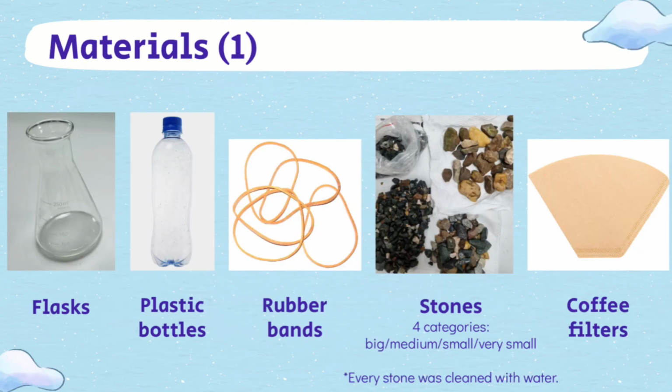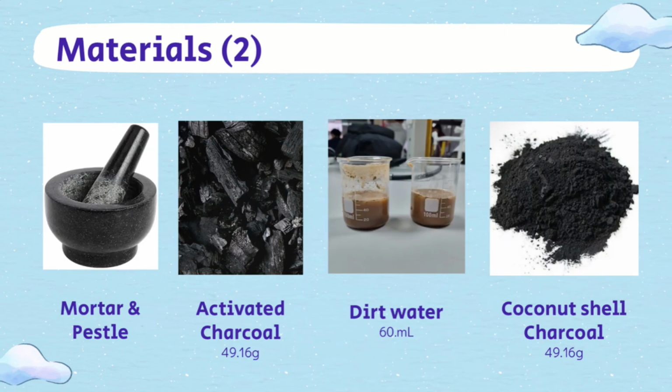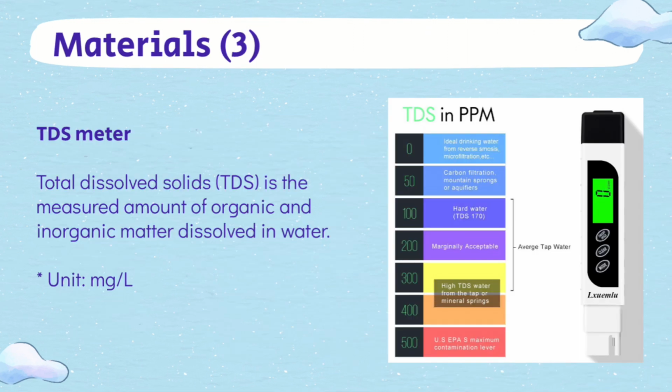The materials that we used are flask, plastic bottles, rubber bands, and stones. There are 4 categories, which are big, medium, small, and very small, and every stone was cleaned with water. Also coffee filters, mortar and pestle, 49.16 grams of activated charcoal, 60 milliliters of dirty water, 49.16 grams of coconut shell charcoal, and a TDS meter. Total dissolved solids is the measured amount of organic and inorganic matter dissolved in water, and the unit is milligram per liter.